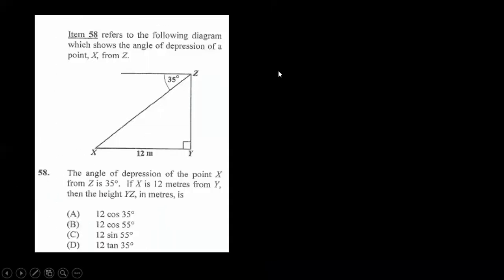Let's continue. These questions always pop up from time to time. Item 58 refers to the following diagram, which shows the angle of depression of a point X from Z. So the point X is at the bottom here.